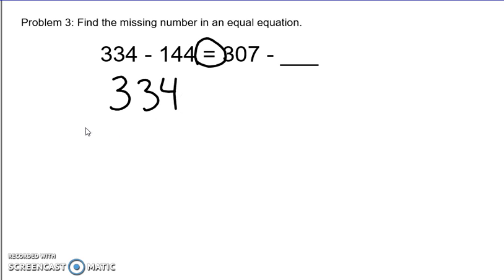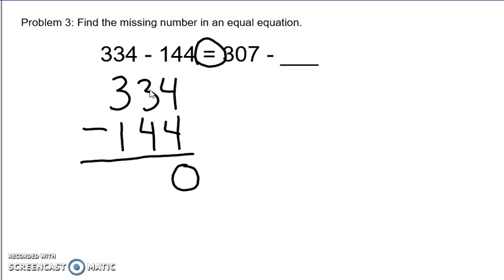334 minus 144 and see what I get for my answer. So starting in the ones, 4 minus 4 is 0. 3 minus 4, well, 3 is smaller than 4, so I'm going to have to go to the hundreds. Take 1 away, it becomes a 2. Give 10 to the 3, so now it's 13. So 13 minus 4 is 9. And now 2 minus 1 is 1. So my first side is 190.